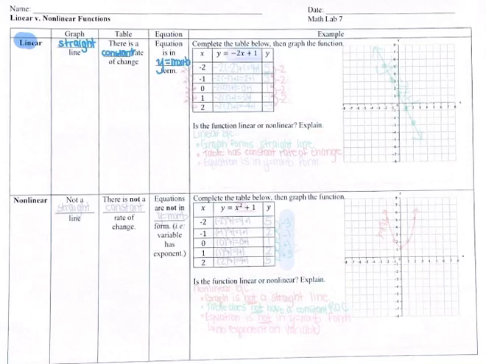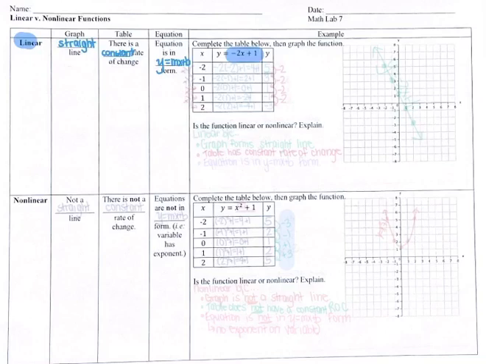So let's look at this example over here. We have a table that we need to fill out. They give us an equation. And then after we get our whole table, all of our x's and y's, we're going to plot them and determine based on those three things, the equation, the table, and the graph, if our function is linear.